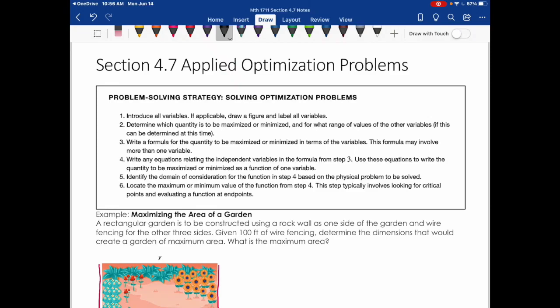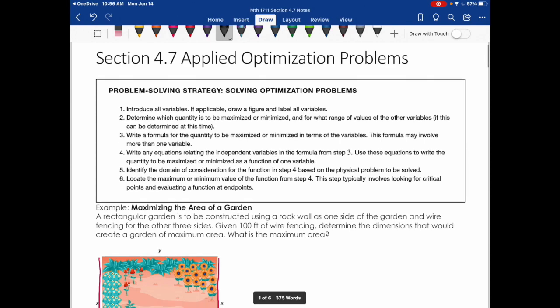In this lesson, we're going to talk about applied optimization problems. And this is a very common application in calculus. The basic idea of optimization is that you have a particular variable that you're interested in, and you want to maximize it or minimize it. A lot of times you'll have secondary conditions, and so you want to make sure that those conditions are met as well.